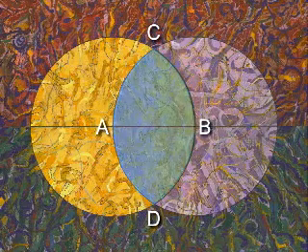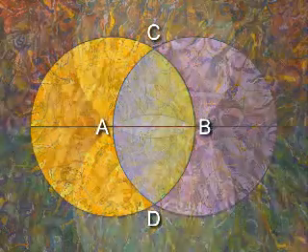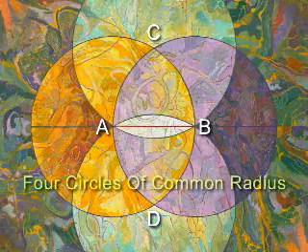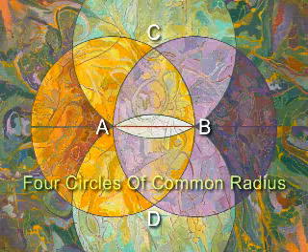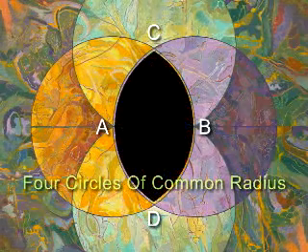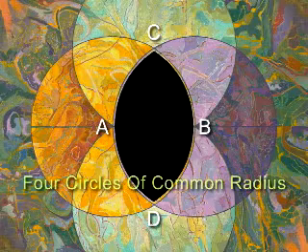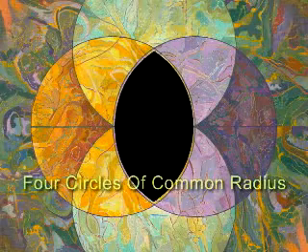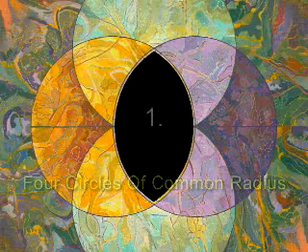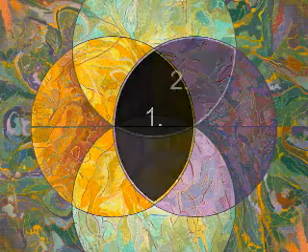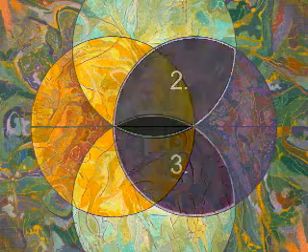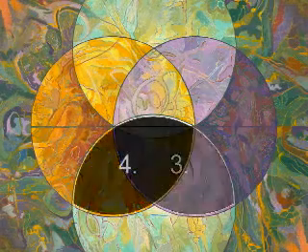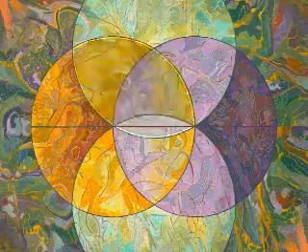When we get to four circles of common radius, which naturally evolve out of these points C and D, the vesica piscis is in the middle. But we have now five vesica piscis inside four circles of common radius. 1, 2, 3, 4, 5. Interesting.